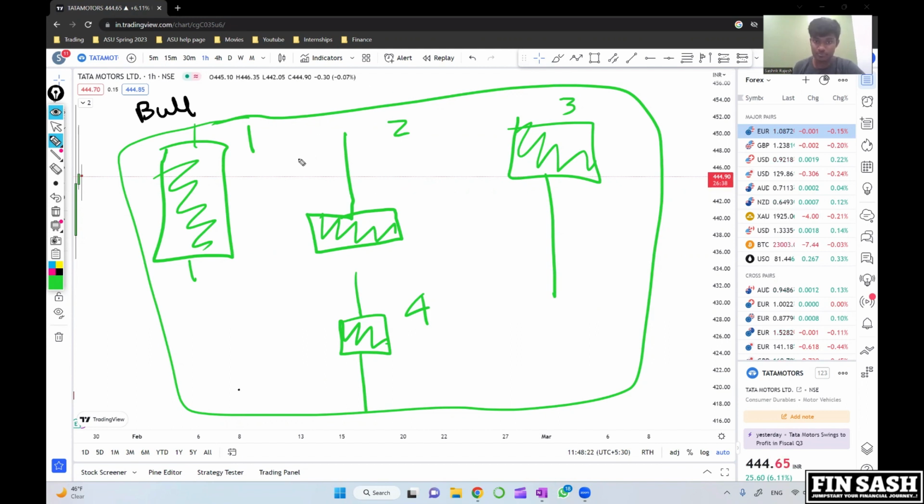Okay. So if you guessed it right, yes, the first candle is where the buyers are dominating the most. All right, so I'll just write it down here. Second candle. Okay, we'll come back to this candle. What about the third candle?